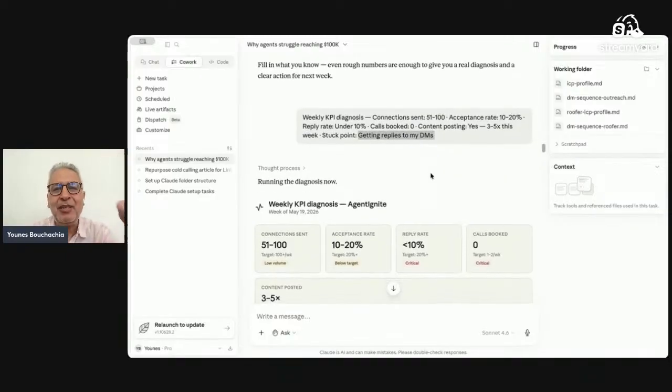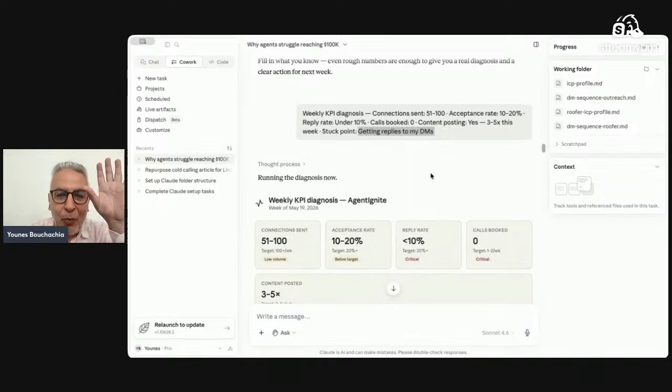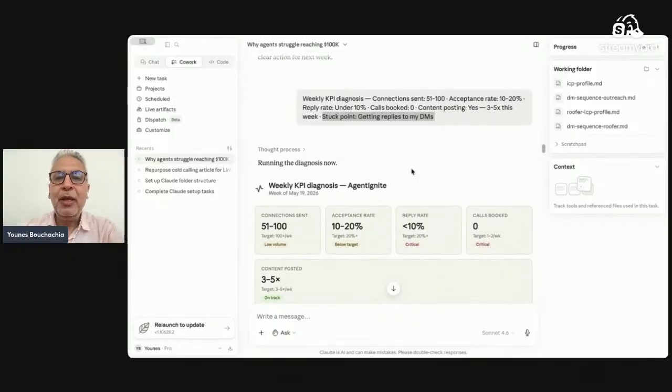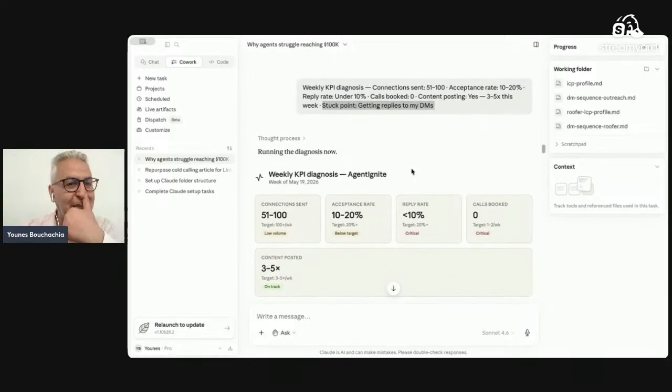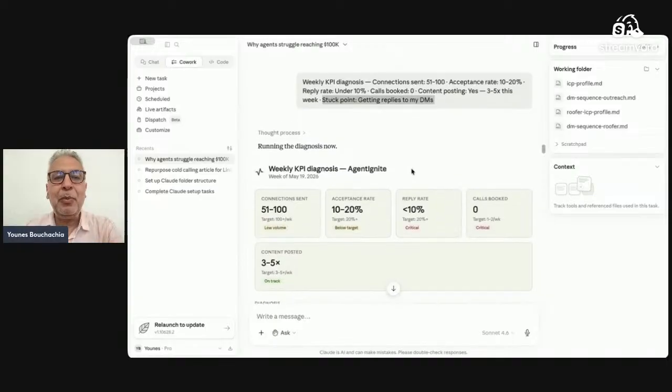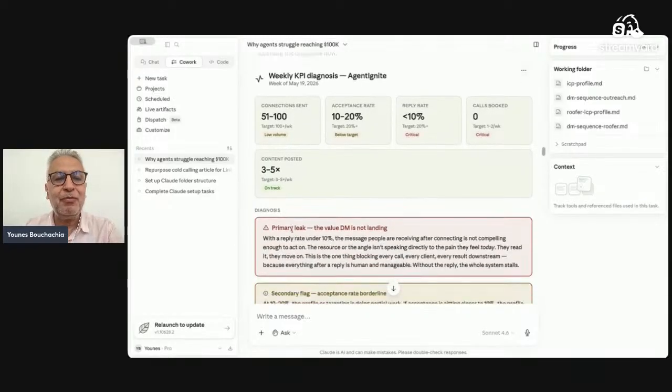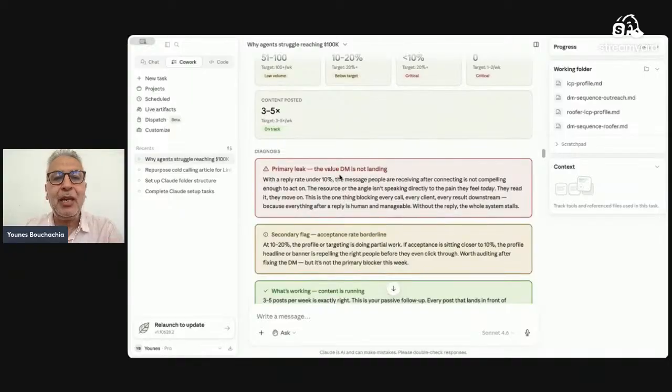So you see how things are very clear. We know exactly where we are getting stuck. The sticking point is getting replies to your DM, so we need to go and work on our DM. We need to rephrase it, or put something better that people can respond to. And look here: connections sent, acceptance rate, reply rate, calls booked, content posted 3 times. This is on track. So the primary link, the value DM, is not landing, and it tells you exactly what you should do and how you can do it.